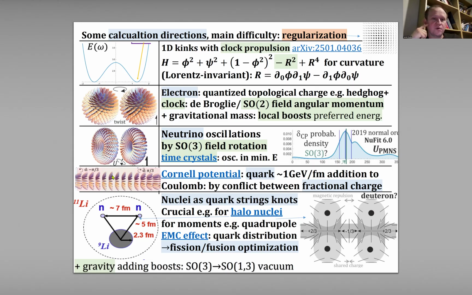For quarks, we can get this quark potential, but the most promising is going toward models of nuclei, which, for example, there is this halo nuclei. We could try to understand this way the EMC effect that the quark structure of nucleus is quite different than of nucleons already for deuteron. So finally, this might bring to practical ways for optimization of fission and fusion. So thank you.